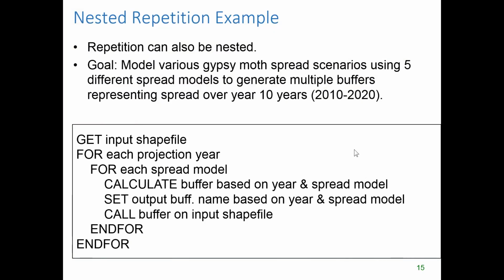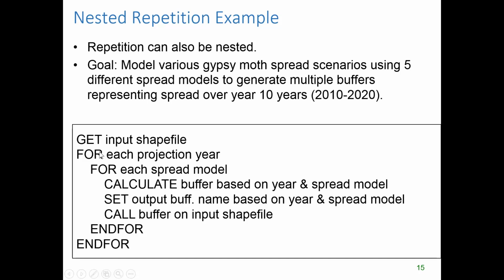Repetition can also be nested. Suppose your goal is to model various gypsy moth spread scenarios using 5 different spread models to generate multiple buffers representing spread over 10 years from 2010 to 2020. This pseudocode uses nested looping because we have a repetition of years and a repetition of models, and we need to do each model for each of the years.